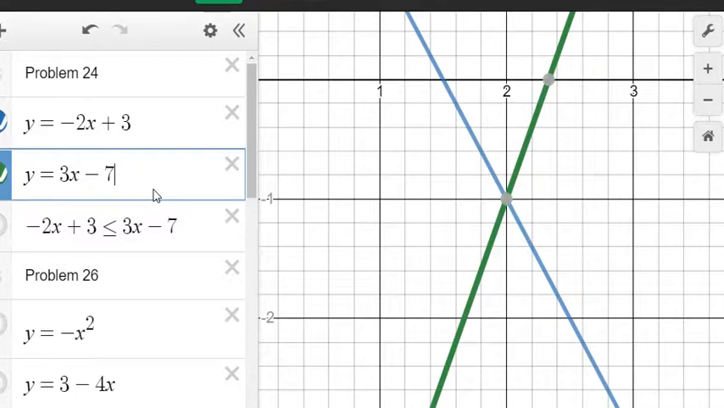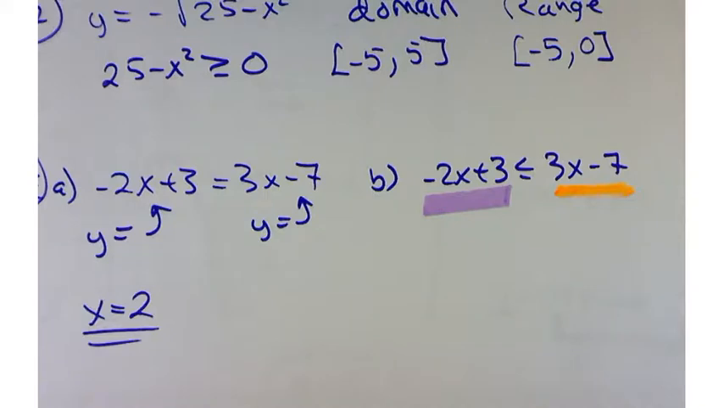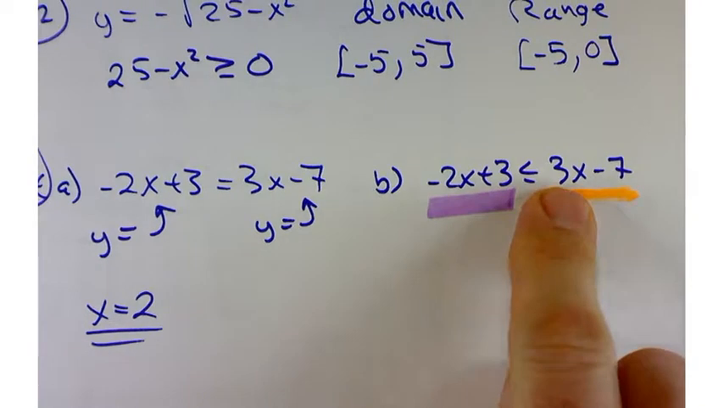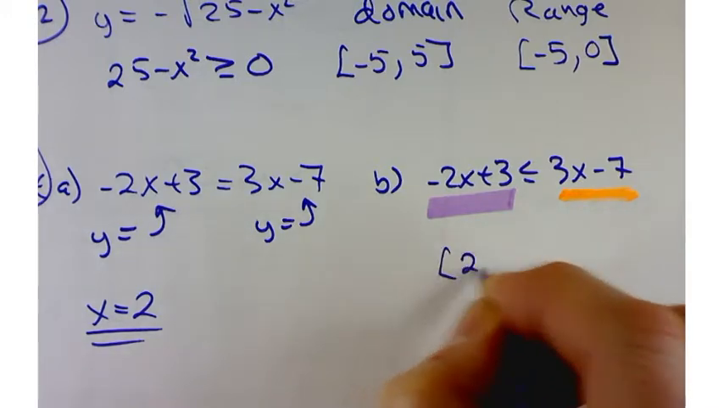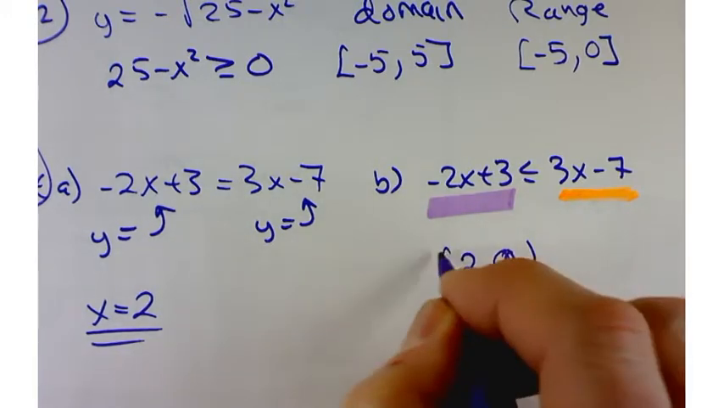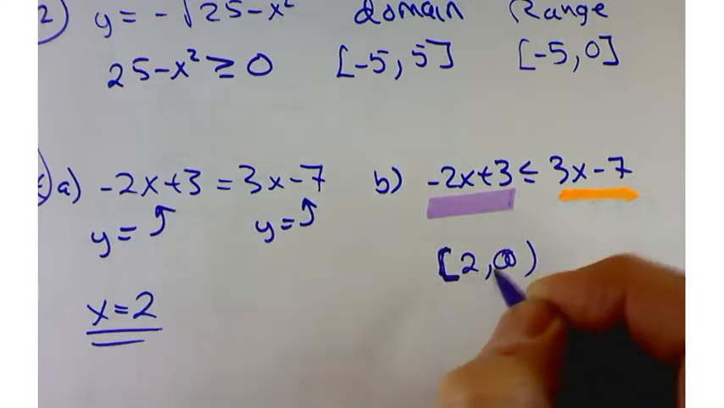So I want everything to the right of 2. Now, am I going to include 2? Is that going to be part of my answer? Yeah, because I'm looking for this to be greater than or equal to. So I can actually include 2 because that's where they're actually equal. So my answer on this one should be 2 to infinity. So 2 to infinity, and that 2 gets a bracket. My brackets are off today.